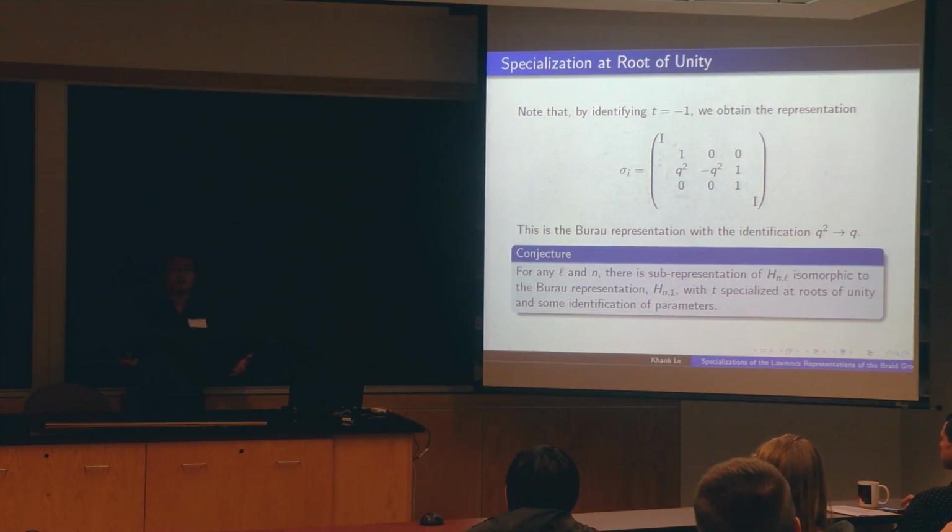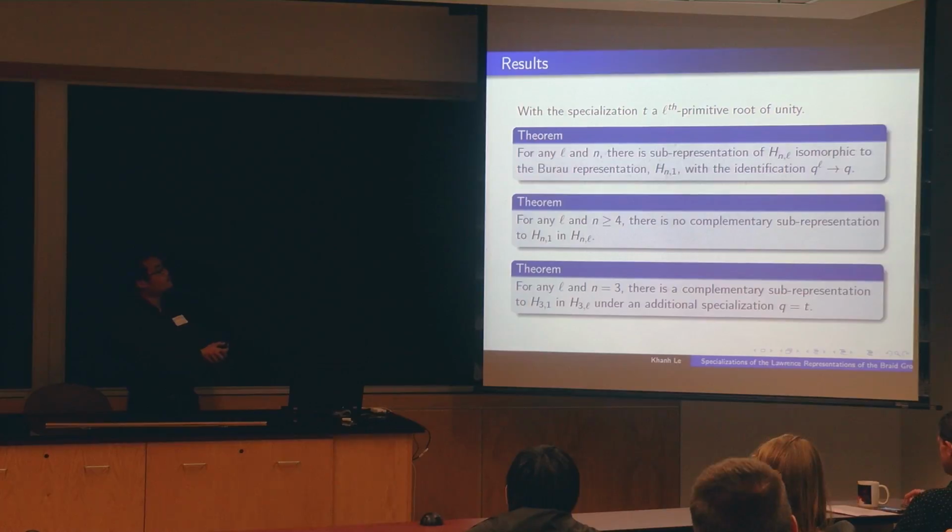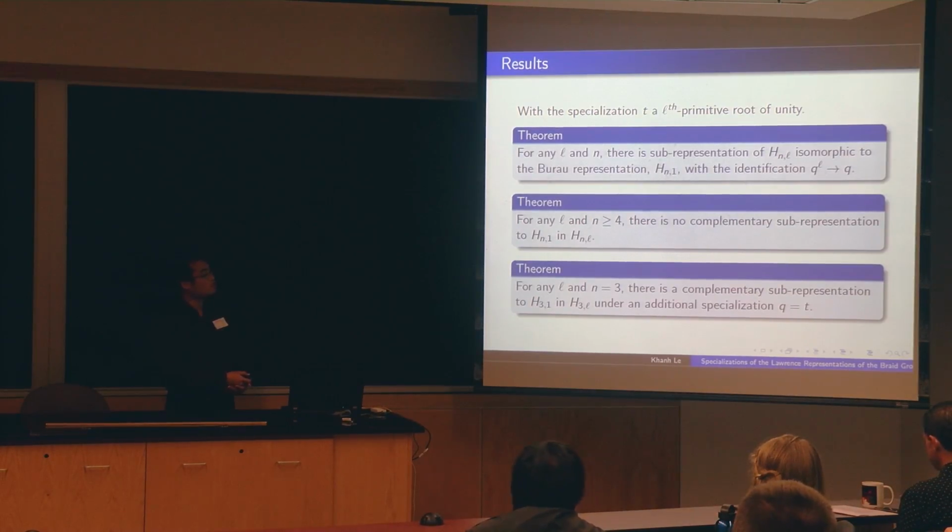So we make a conjecture: can we generalize this pattern for any n? And indeed, we have proven the result that there's always a subrepresentation isomorphic to the Burau representation for any n and L. And here's the identification. And we also have proven that there's no complementary subrepresentation for any n larger than or equal to 4. However, for n equal to 3, we can have a complementary subrepresentation under the additional specialization q equal to t.